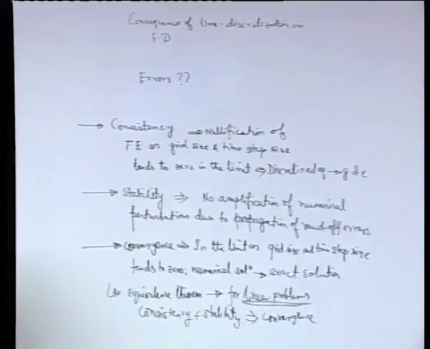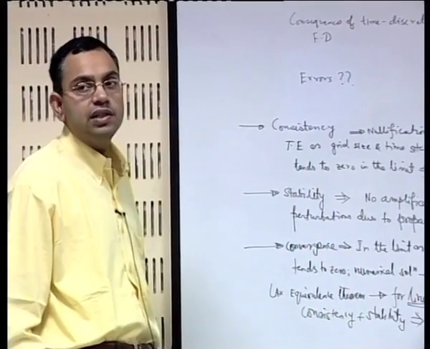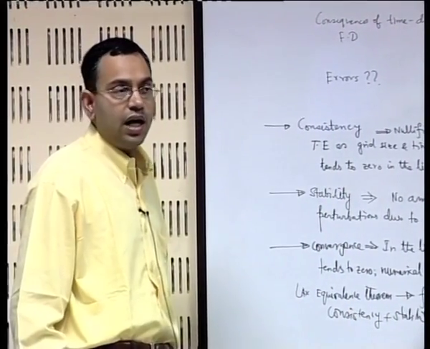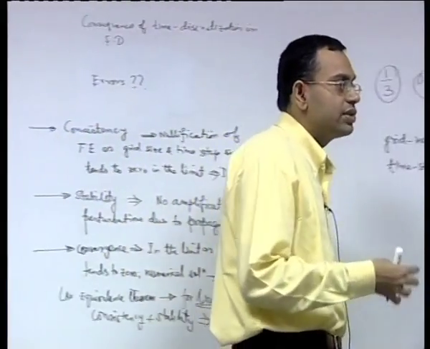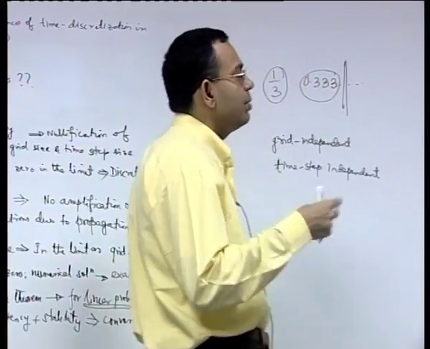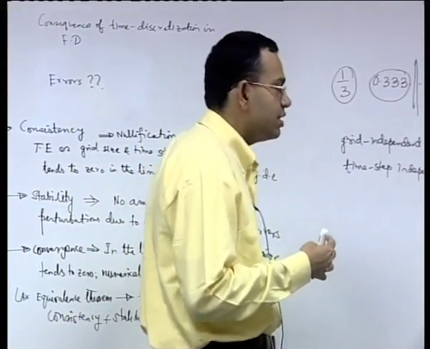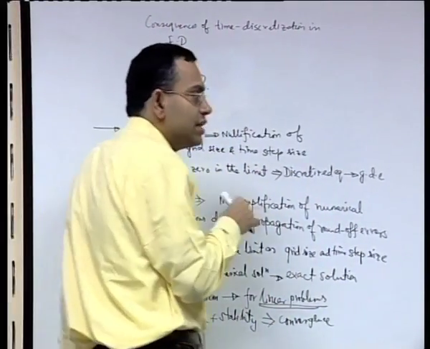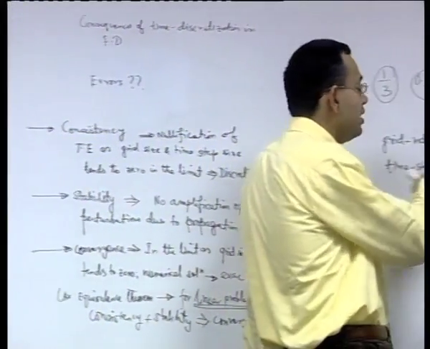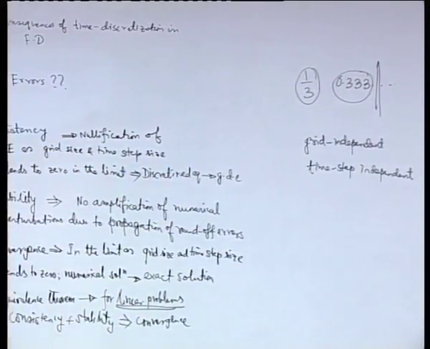If you just have consistency and stability, that does not automatically ensure convergence for a nonlinear problem. And when we will be doing the full solution of the Navier-Stokes equation, we should keep in mind that because those are nonlinear equations, essentially consistency and stability will not just be enough, we have to check the grid independence and time step independence for solution of such problems.